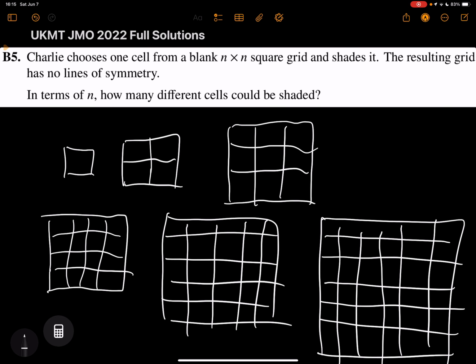Problem B5. Charlie chooses one cell from a blank n by n square grid and shades it. The resulting grid has no lines of symmetry. In terms of n, how many different cells could be shaded?